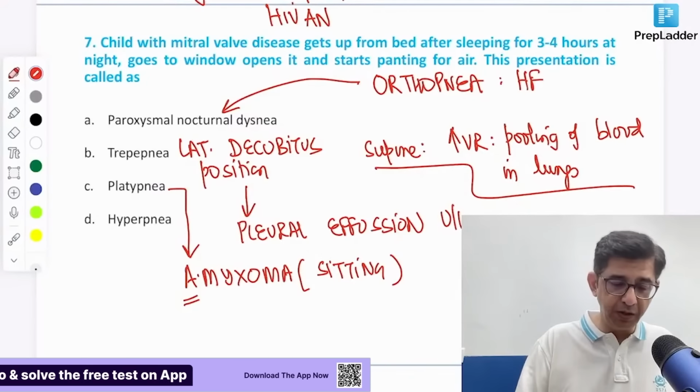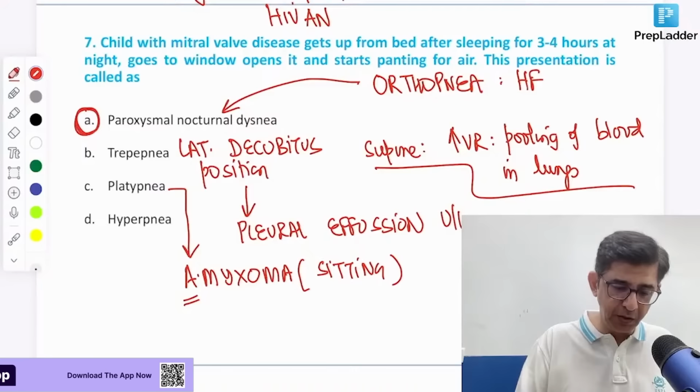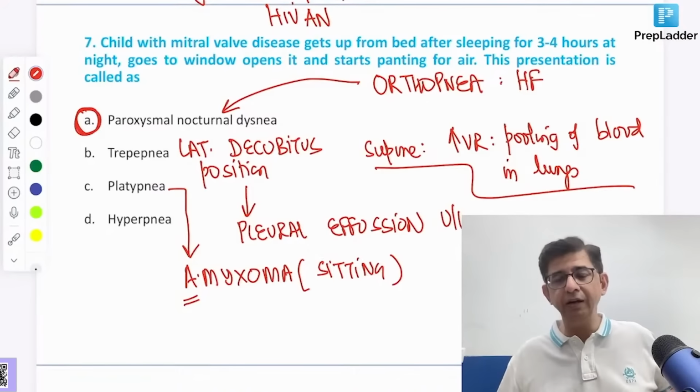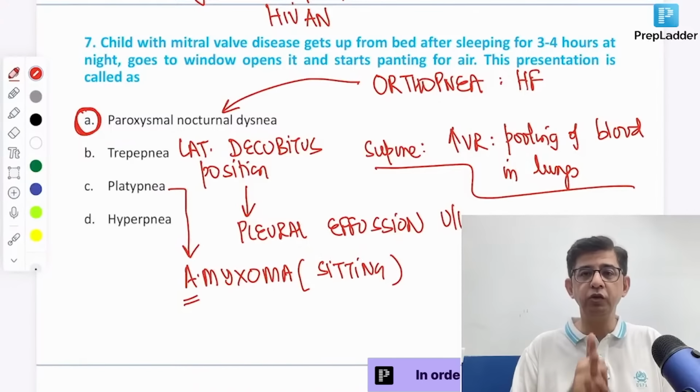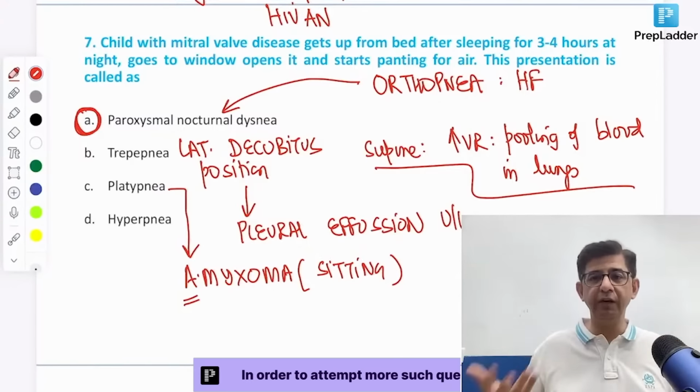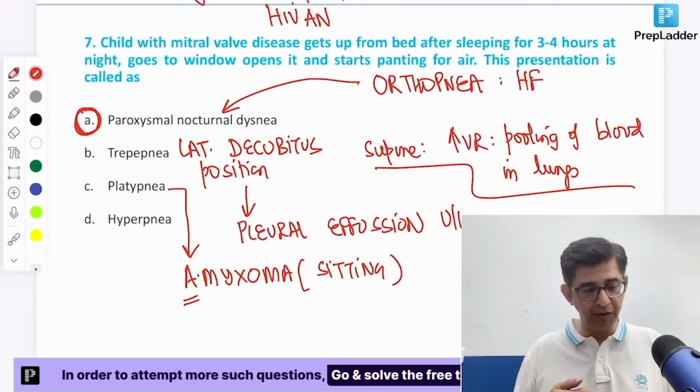So this is a very classical question of the paper that came, and the answer to this question is option number A. Standard general medicine presentation is orthopnea, worsening of dyspnea in supine position. जब लेटेगा तो more blood will come to the heart and that will cause worsening of this patient.